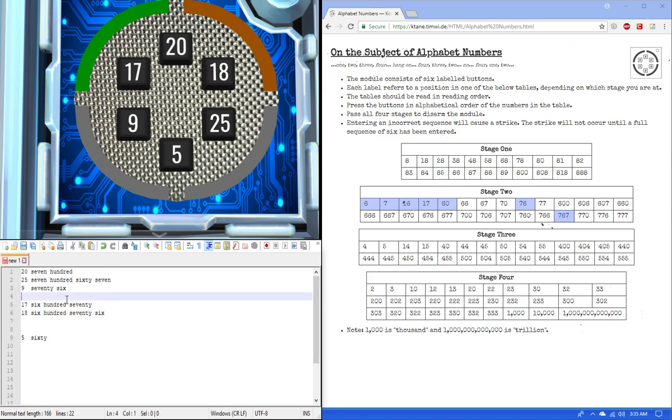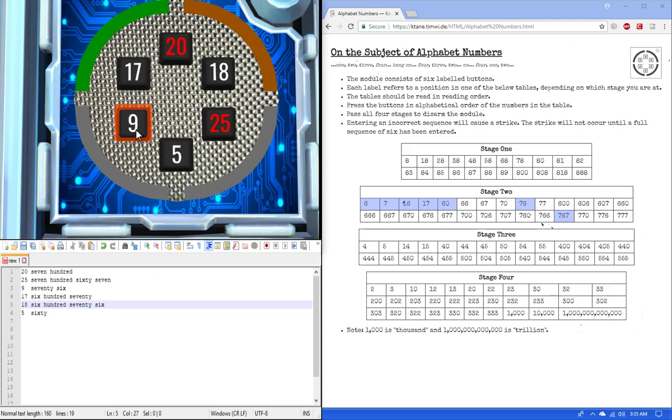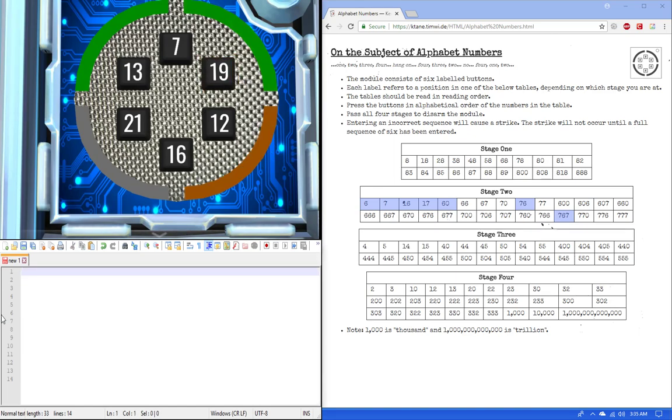Because this one has a 6, so that's arranged in the right order, and this is going to be last. There we go. Now everything's in alphabetical order. So we got to press 20, 25, 9, 17, 18, 5. Another solve stage. We're on to the third stage now, where now we have 7, 13, 19, 21, 12, and 16.